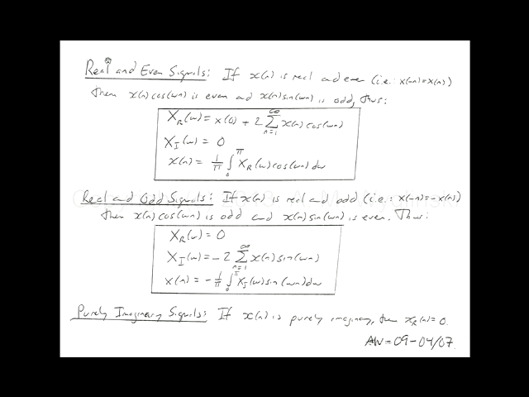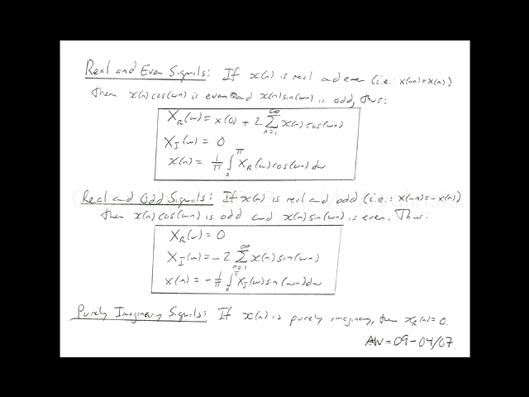So, given that we can now break these signals up into real and imaginary components in both the time domain and the frequency domain, let's take this one step further. We're going to break this down into several subcategories. Suppose that our time domain signal is real. What does that mean? Xi of n is equal to 0. And I'm going to say that the signal is also even. So suppose that Xn is real and even, which means it has symmetry around the y-axis.